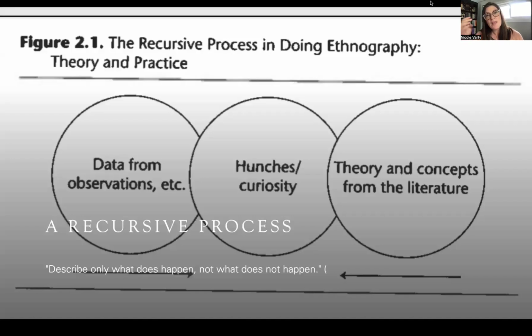So one of the great things about Heath and Street's book is that they really do a good job of quickly and efficiently explaining how ethnography is a recursive process that involves these three loops. Definitely you're gathering data from your observations and your interview, but you also have your own hunches or the things that are niggling around in your mind.